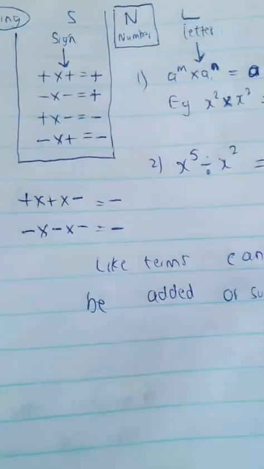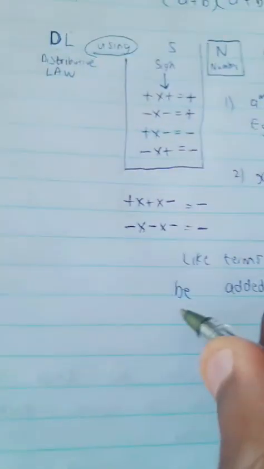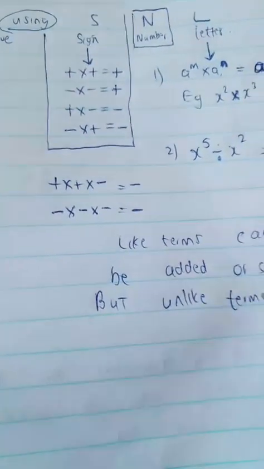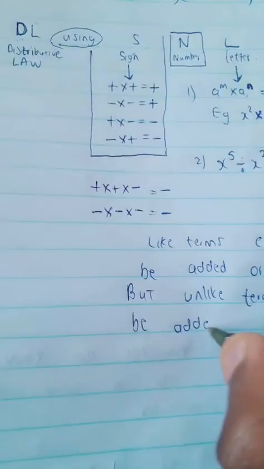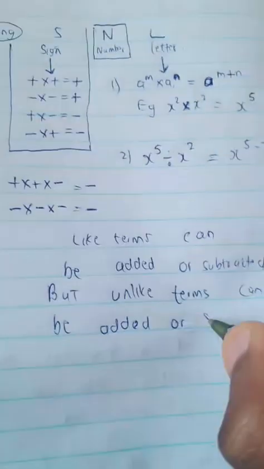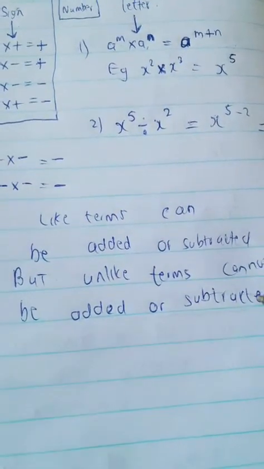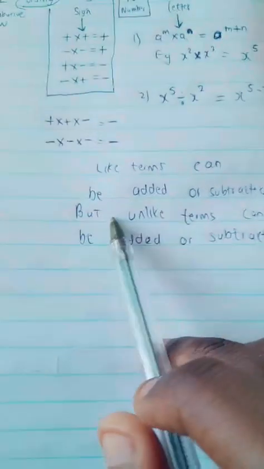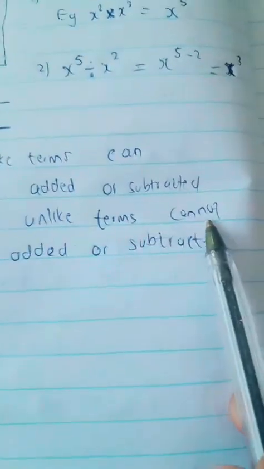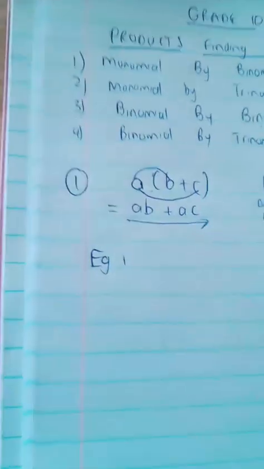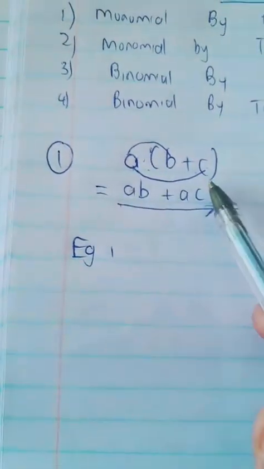So like terms can be added or subtracted, but unlike terms cannot be added or subtracted. Hence, we leave the answer in this state. Right. So we are now going to look at specific examples related to a monomial by a binomial.